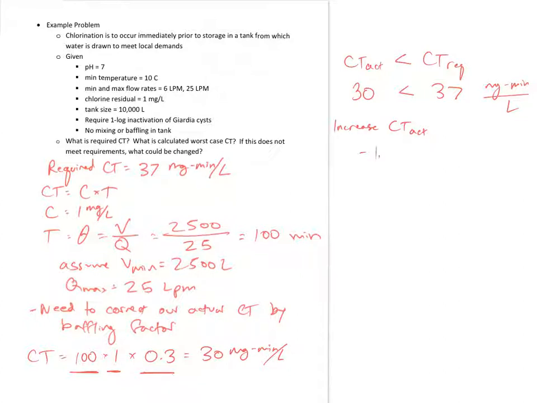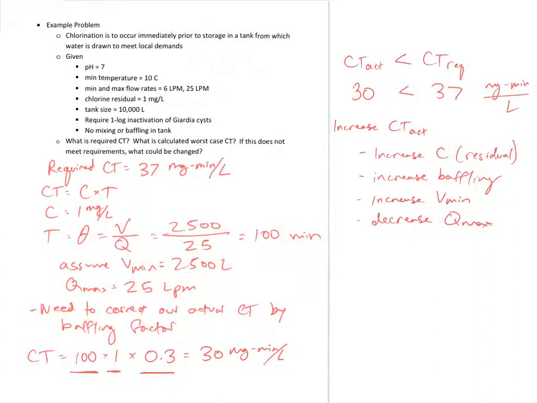And so we could increase our C, our residual. We could increase baffling. By adding baffles, we'll make it more plug flow like. Or we could increase the residence time. Residence time is V over Q. So we could either increase V min, or we could decrease the flow, Q max.